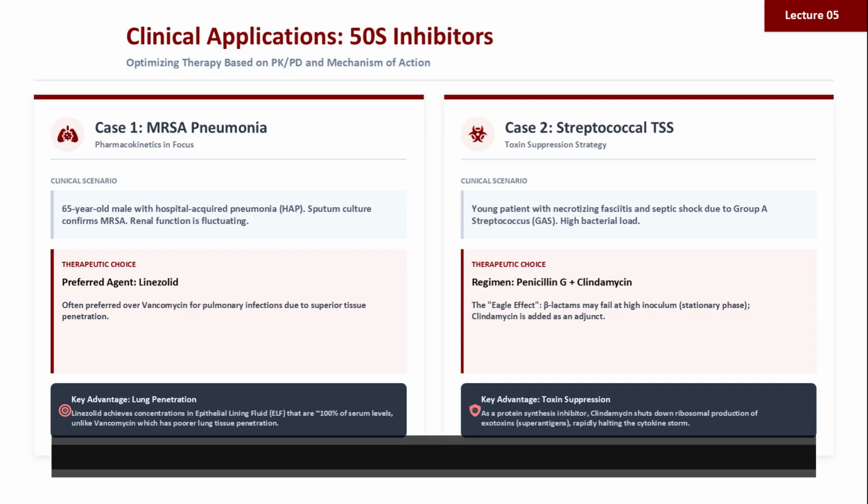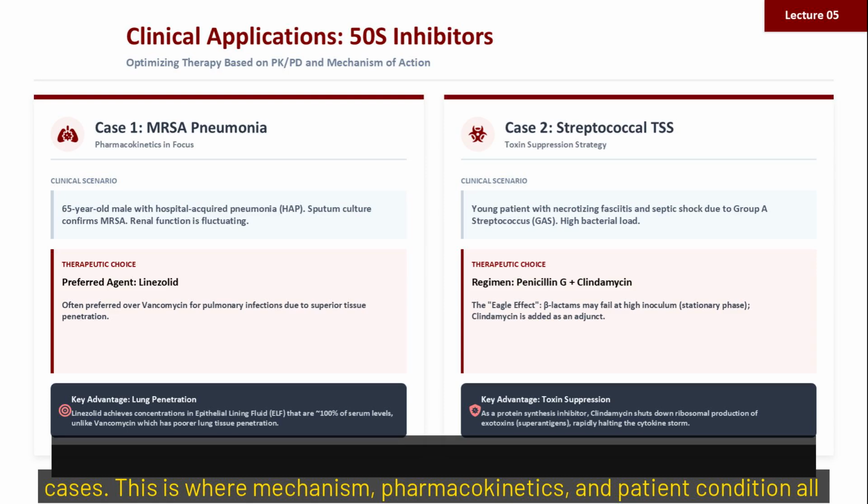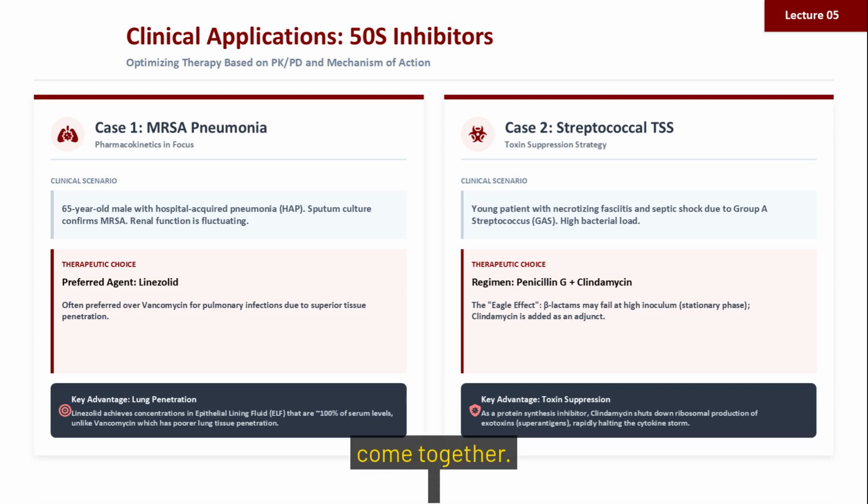Alright class, now we connect everything we have learned with real clinical cases. This is where mechanism, pharmacokinetics, and patient condition all come together. First case is MRSA pneumonia. A 65-year-old patient has hospital-acquired pneumonia, and culture shows MRSA. In such cases, the preferred drug is linezolid.